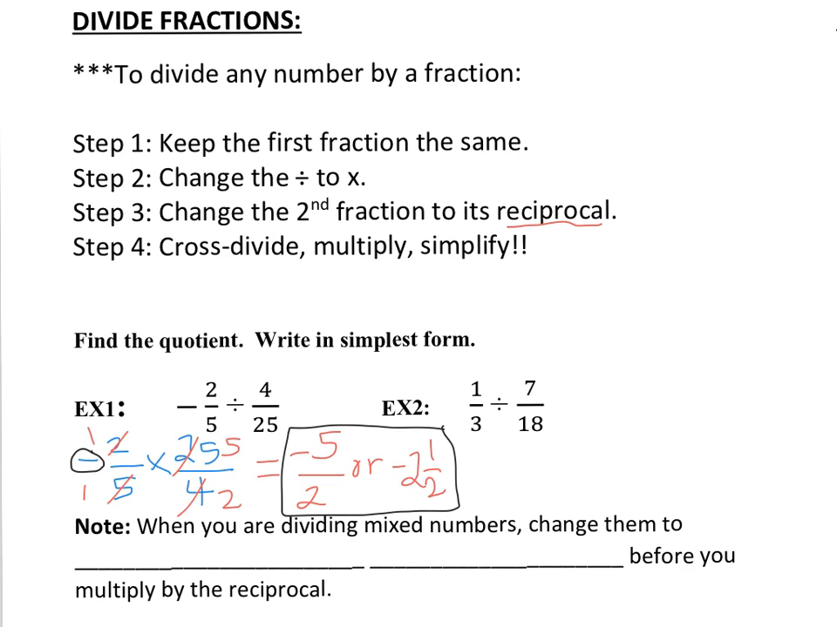Then for example 2, we have 1/3, which we will keep the same. Change the division to multiplication, and then in step 3, change the second fraction to the reciprocal. So now we're going to change it to 18/7. Step 4, we cross divide, which means we can cross divide the 3 and the 18, which leaves you a 1 and a 6. Now we can multiply what's left over. 1 times 6 is 6, and 1 times 7 is 7. Our final result is 6/7.